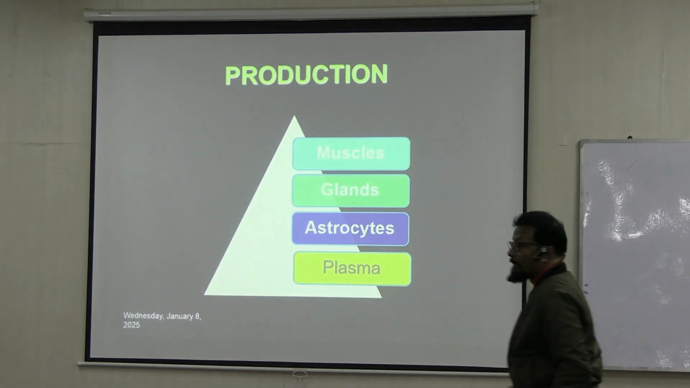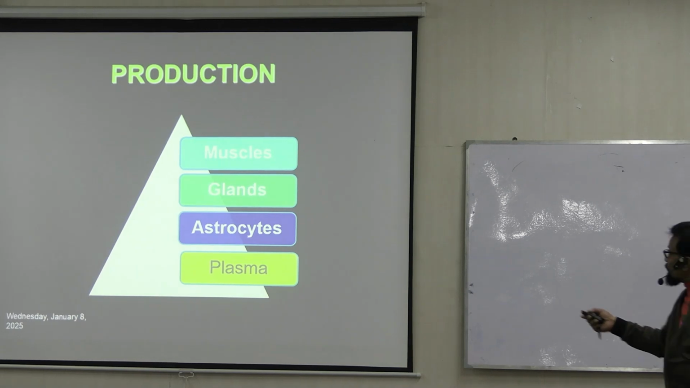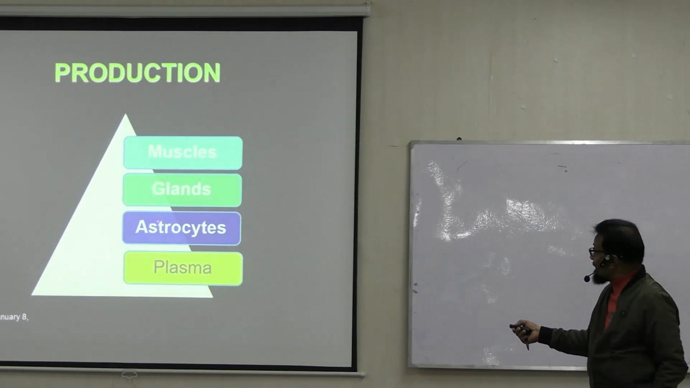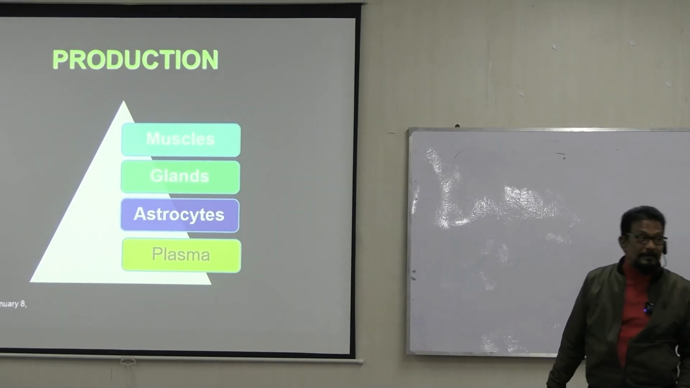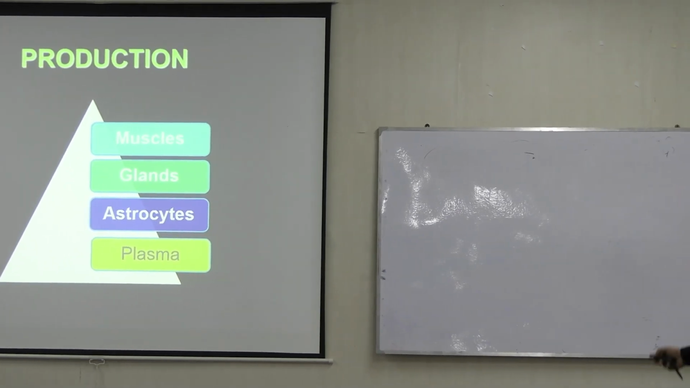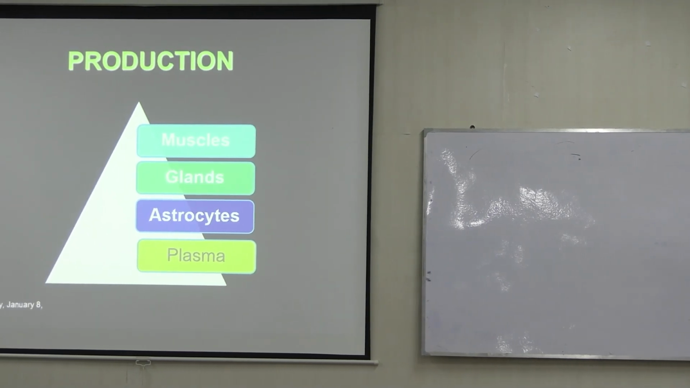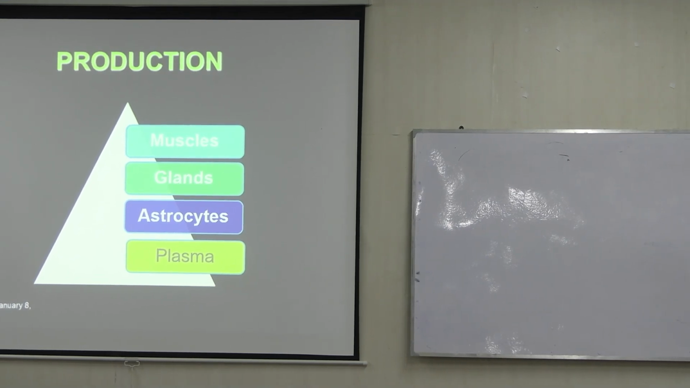And where are they produced? They can be produced mainly by the astrocytes in the brain. Other than the brain, they can be produced by the glands, particularly salivary glands. They can be produced by the muscles. They can be produced in plasma. We can get it in plasma also. So these are the locations where we can get it.